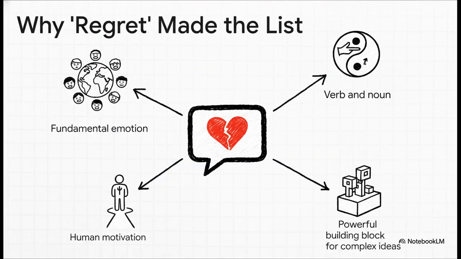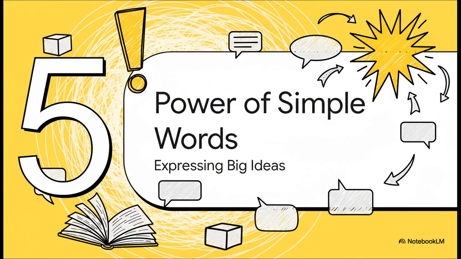And yup, regret made the cut. But why? Well, think about it. It packs such a punch. It nails a universal human emotion. Its dual role as a verb and a noun makes it super efficient. And honestly, how could you even begin to explain human stories, our motivations, or why we make the choices we do without the word regret? You just can't. And that really gets us to the big idea here.